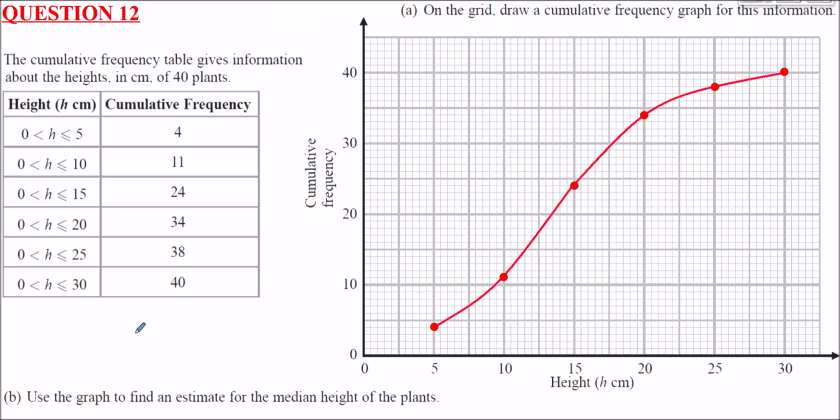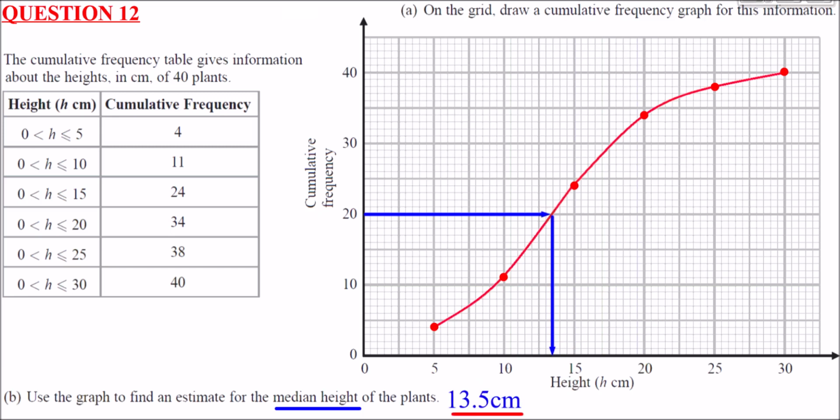So that's part A. Part B, we need to use this curve now to estimate the median height of the plants. Well, median means halfway. So median is a middle value. There's 40 plants, so the middle plant would be the 20th. So we go to 20 and read along from 20 all the way until we hit the line. Once we hit the curve, we then go down and read off the appropriate value, which you can see here is, on mine at least, 13.5.